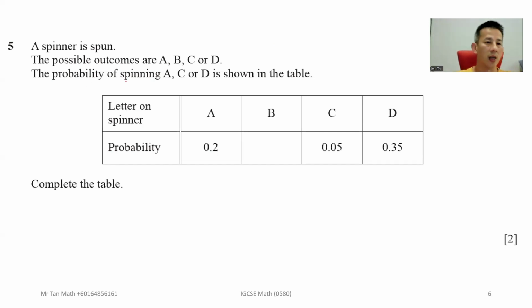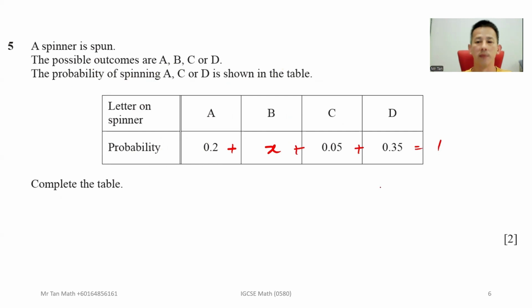Question 5. A spinner is spun. The possible outcomes are A, B, C, or D. The probability of spinning A, C, or D is shown in the table. Okay, it's a letter A, B, C, D. Probability 0.2 plus unknown X here. Complete the table.